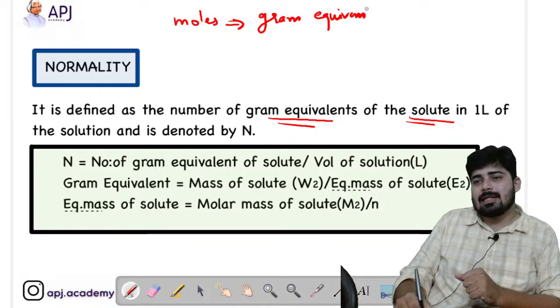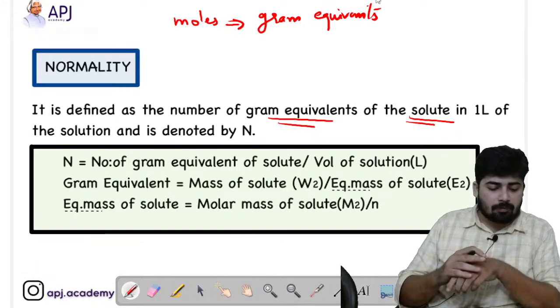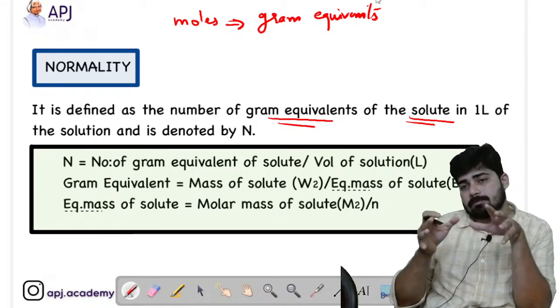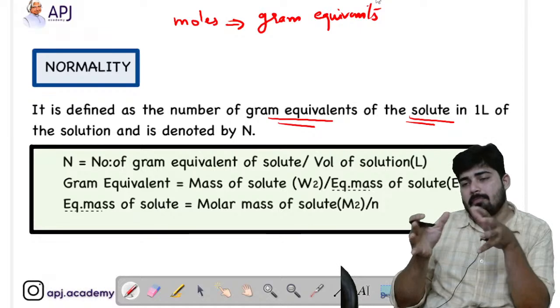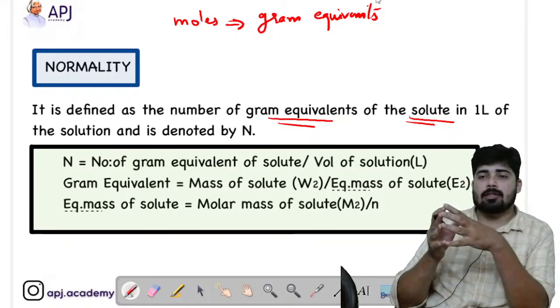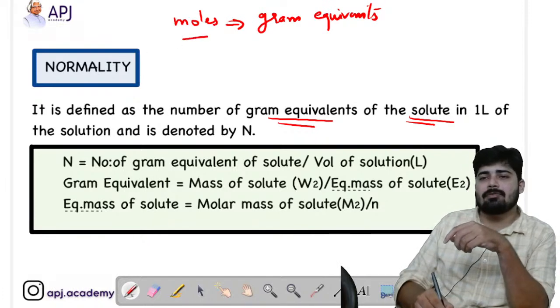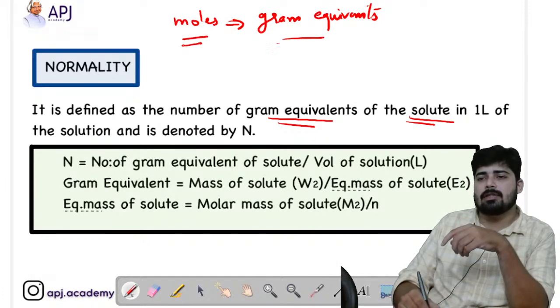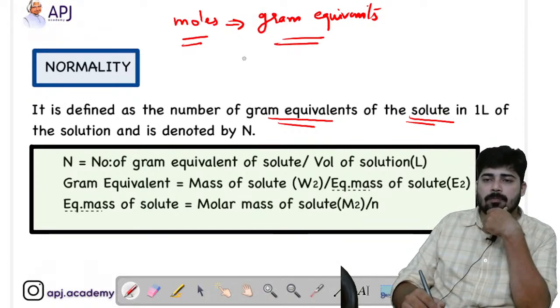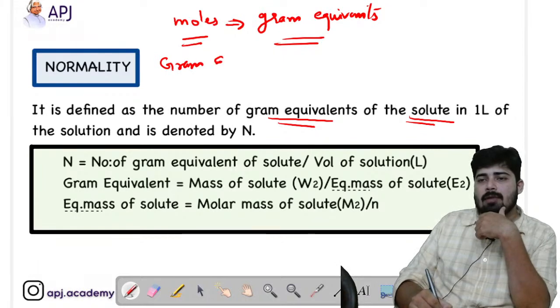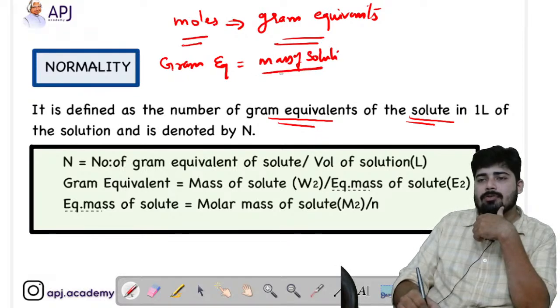So the rest is the same when you compare it with molarity. Molarity and normality are almost the same. The only thing is, in molarity we use the moles of solute, but in normality we use gram equivalents of solute. So what is gram equivalent? That is what you have to understand. Gram equivalent is equal to mass of solute divided by equivalent mass of solute.